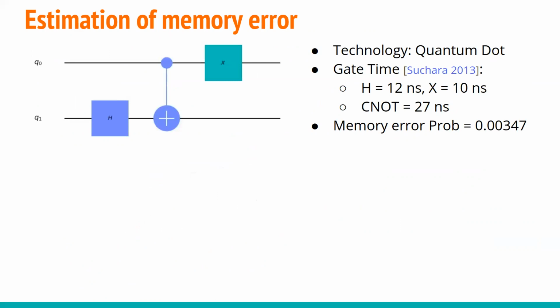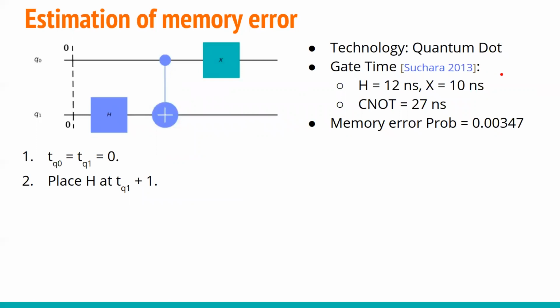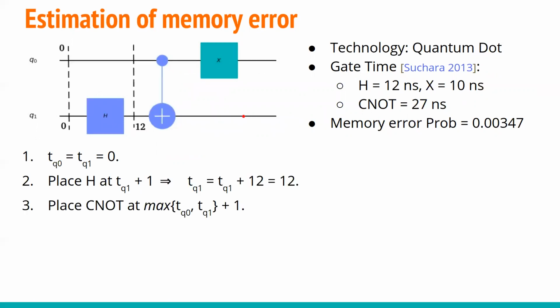The second is the memory error, and here we show an example. We take the technology quantum dot, and these are the gate times which we obtained from this paper by Suchara. So the idea is we take a timestamp for both Q0 and Q1. It starts with 0, and the first gate, this Hadamard gate, is applied on the qubit Q1. It takes 12 nanoseconds. So the timestamp of Q1 increases to 12, but the timestamp of Q0 is still 0.